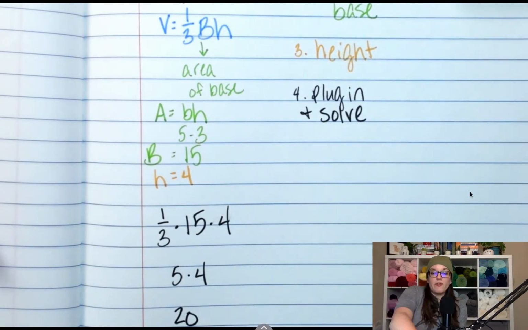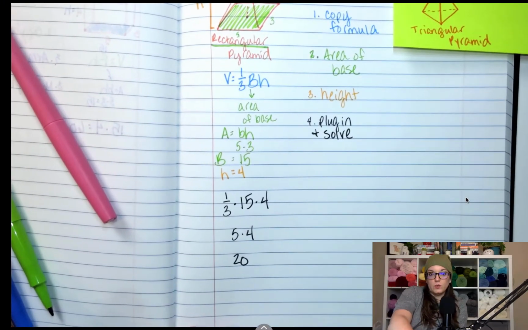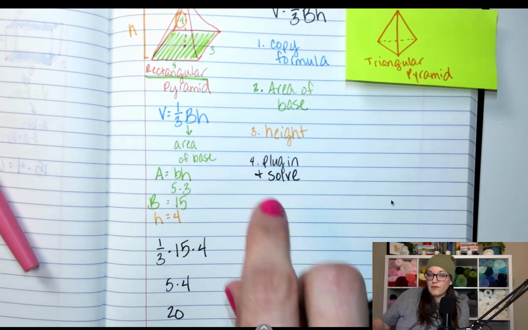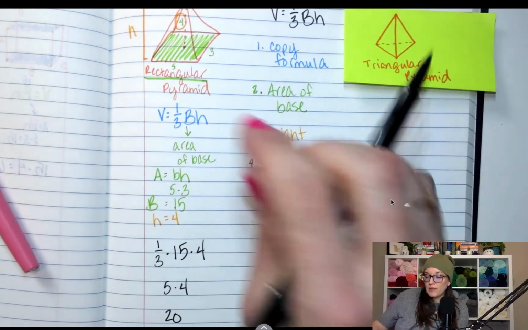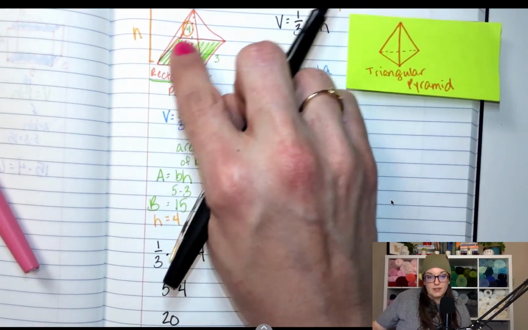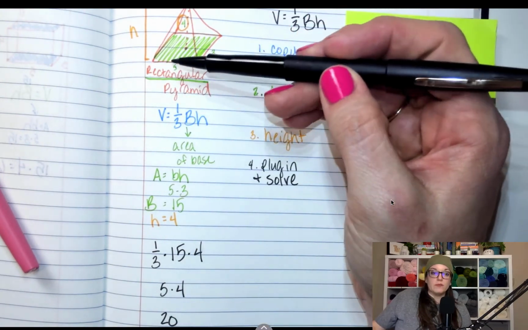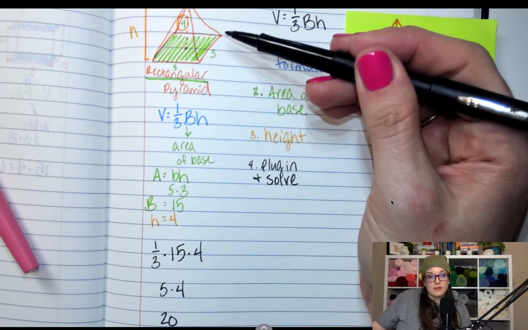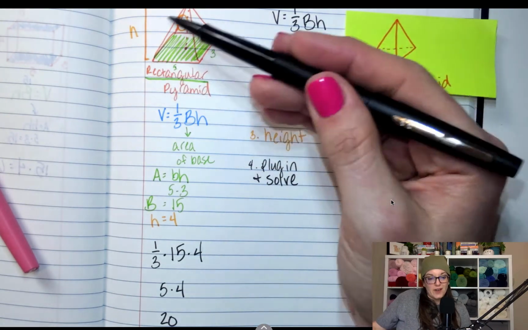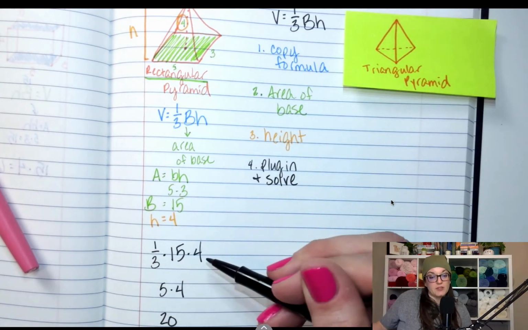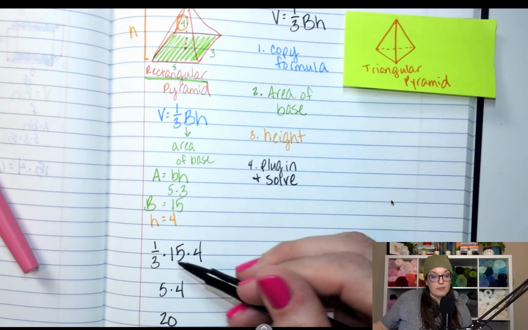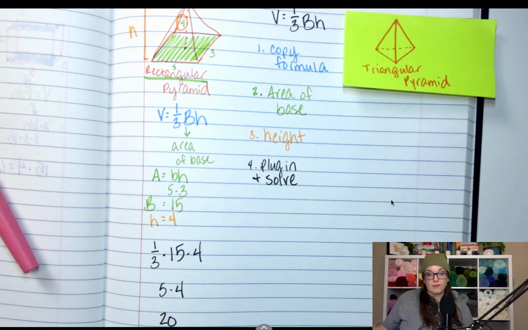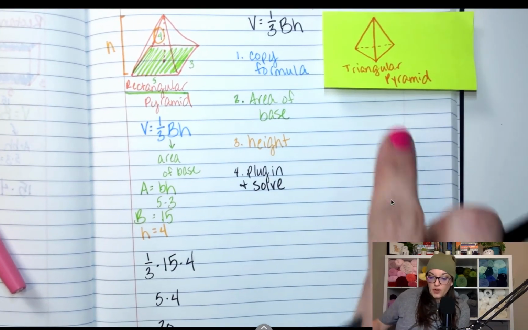So the volume of this pyramid right here is 20, because we did 5 times 3 to find the base, took a third of that and then multiplied by 4. You can also do 5 times 3 times 4 and then divide by 3. If I had done 15 times 4 first, that would be 60, and 60 divided by 3 is still 20. So that works. Now let's repeat our steps over here.